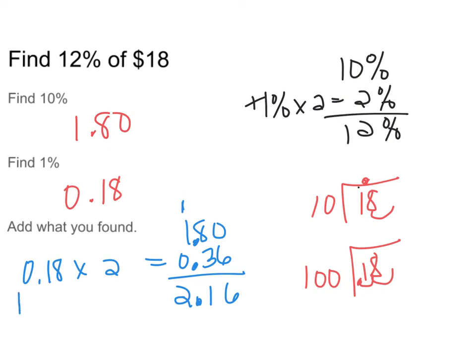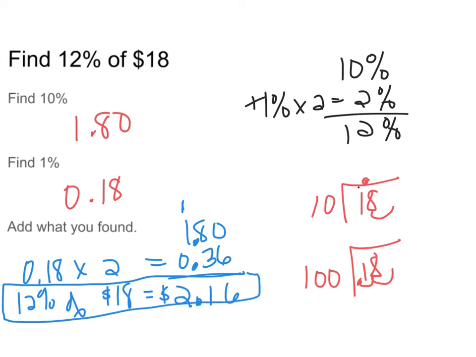So that means 12% of $18 equals $2.16. So go ahead and write this down into your assignment and then come back to the videos. Or go to the next question, not come back to the video.